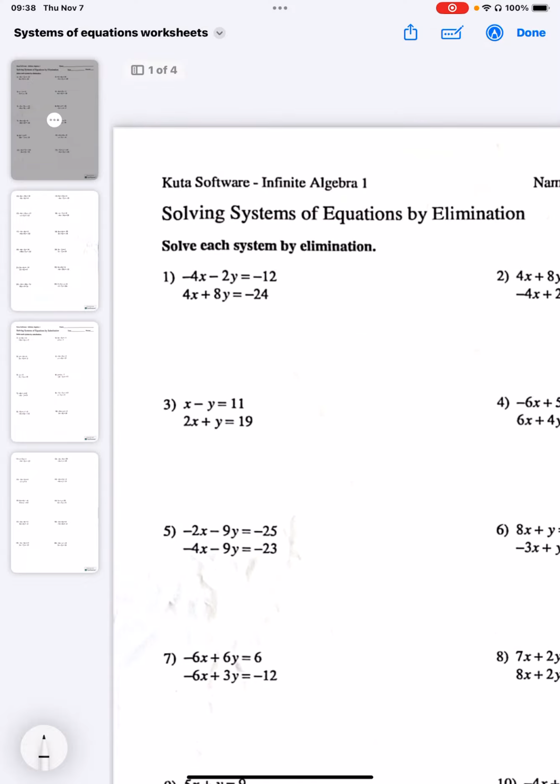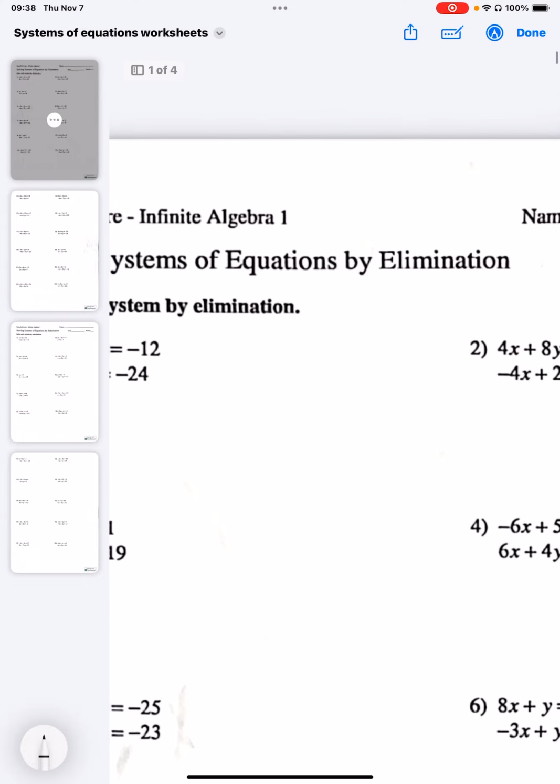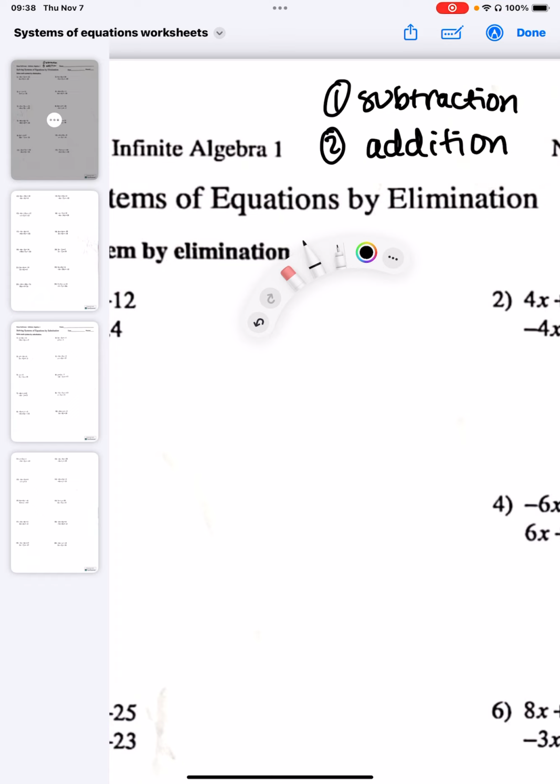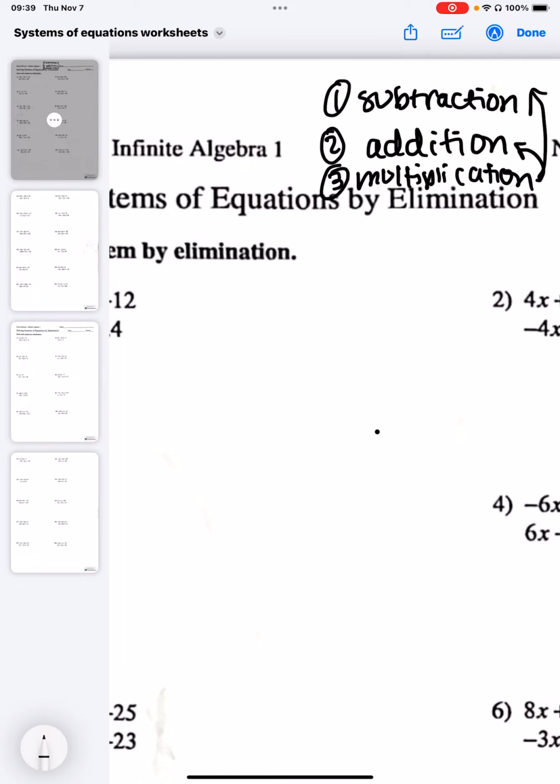So this first one is on elimination, and the two ways are subtraction and addition. And then the third way is multiplication. And with multiplication, you can then add or you can subtract.